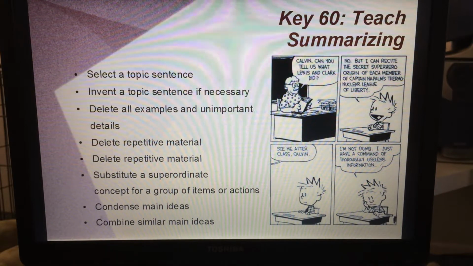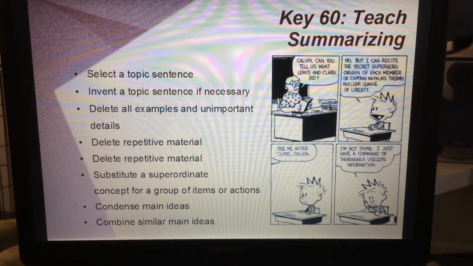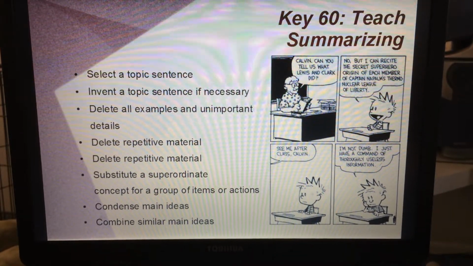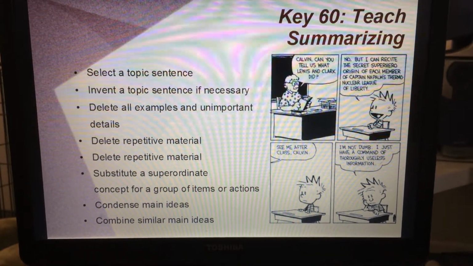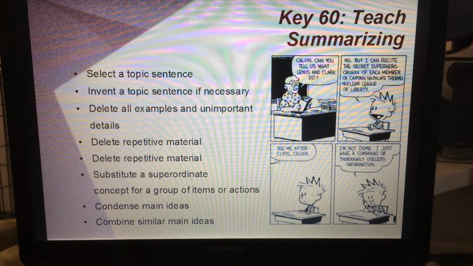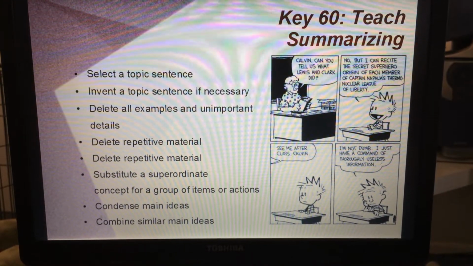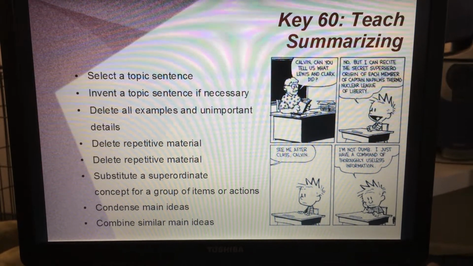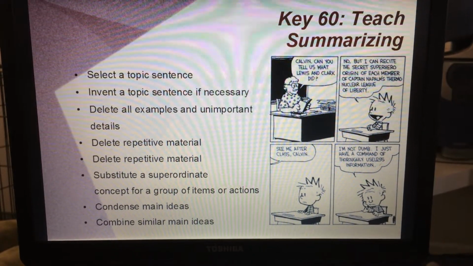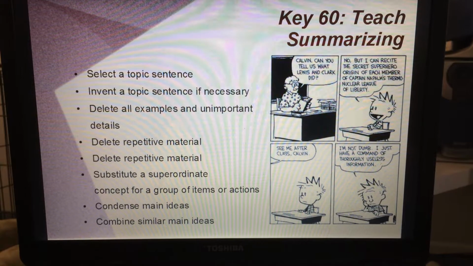Basically, you select a topic sentence, you invent a topic sentence if necessary, you delete all examples and unimportant details, you delete repetitive material, you substitute a superordinate concept for a group of items or actions, condense main ideas, and combine smaller main ideas.